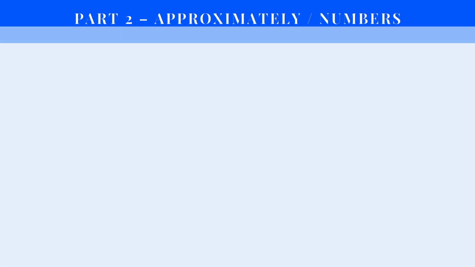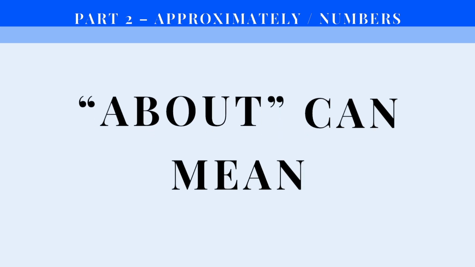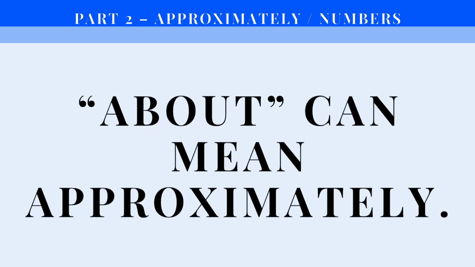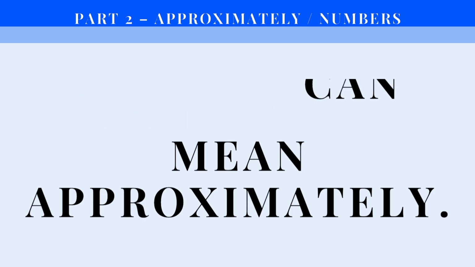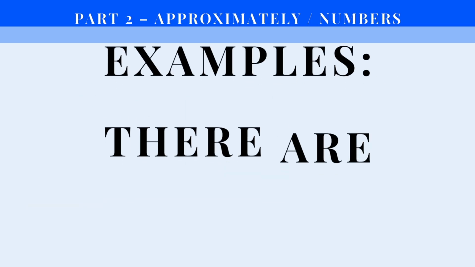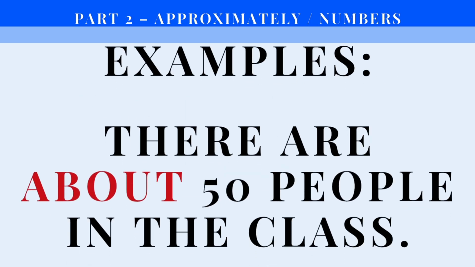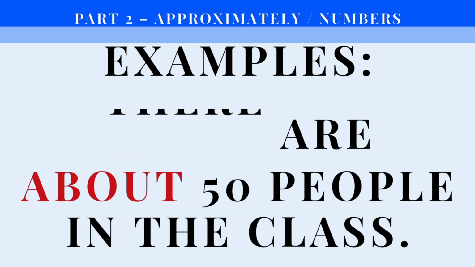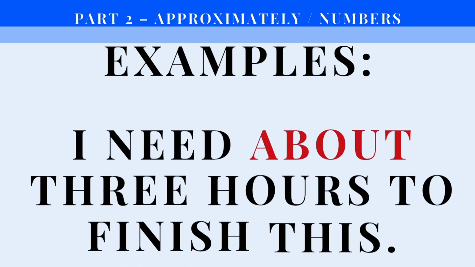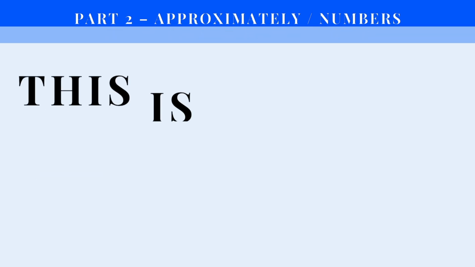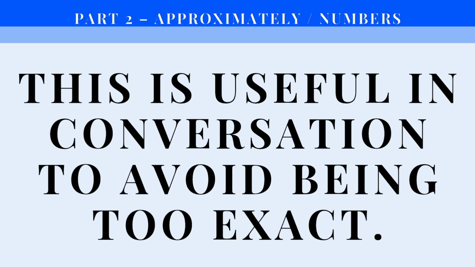Part 2. Approximately. Numbers. About can mean approximately. Examples: there are about 50 people in the class. I need about 3 hours to finish this. This is useful in conversation to avoid being too exact.